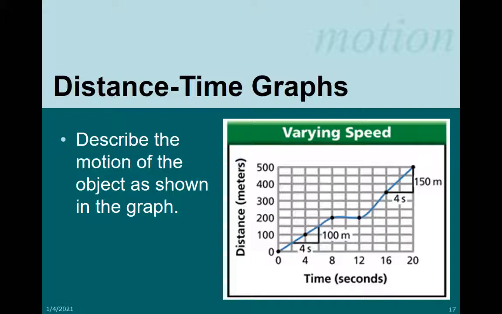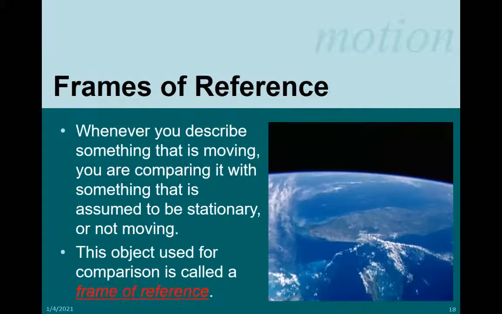This idea of establishing a point of origin for setting up our mathematical relationships is what we call frame of reference. Anytime you describe something that's moving, you are comparing it with something that is assumed to be stationary or not moving. In reality, that may not be a true statement, but for the mathematical understanding of the relationship that you are evaluating, this is true. And this object that we are using for comparison is known as the frame of reference. And we do this on Earth all the time.